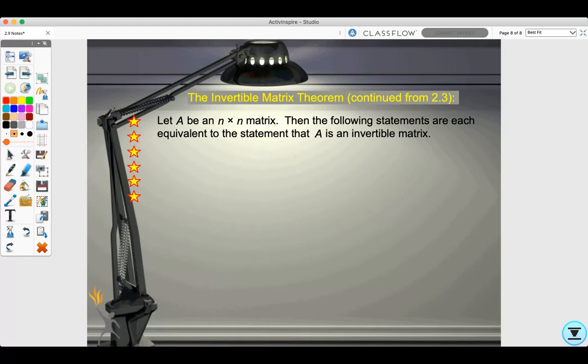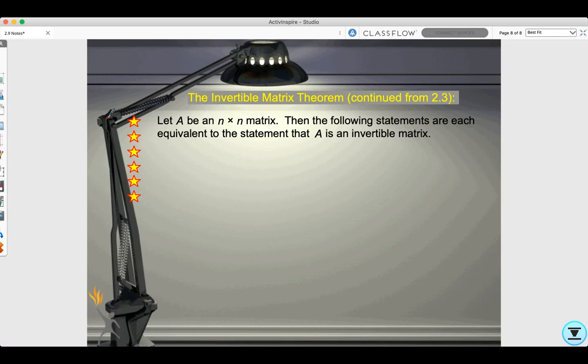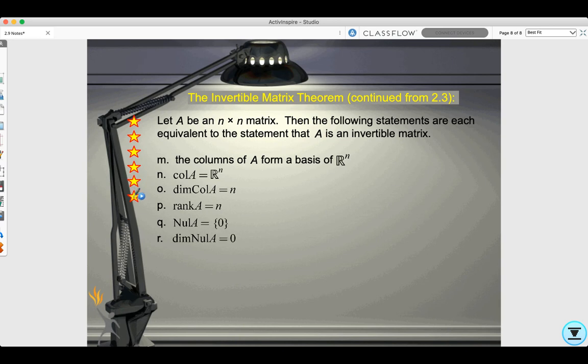The invertible matrix theorem continued from section 2.3. So let A be an n by n matrix. The following statements are each equivalent to the statement that A is an invertible matrix. The columns of A form a basis of R^n. Col A equals R^n. Dimension of Col A equals n. Rank A equals n. Nul A equals {0}. And the dimension of Nul A is 0.